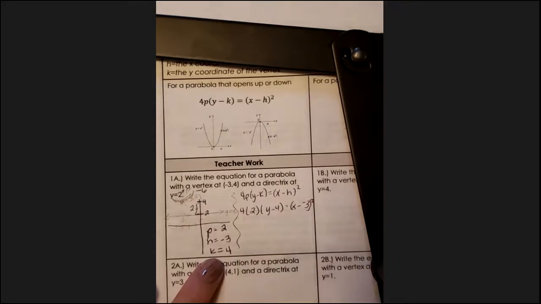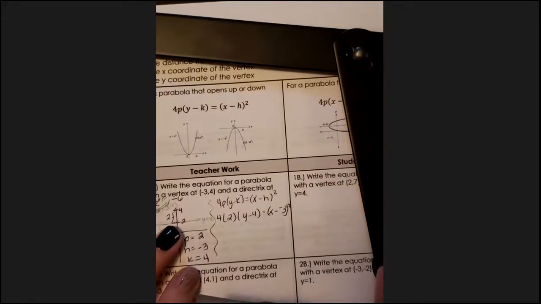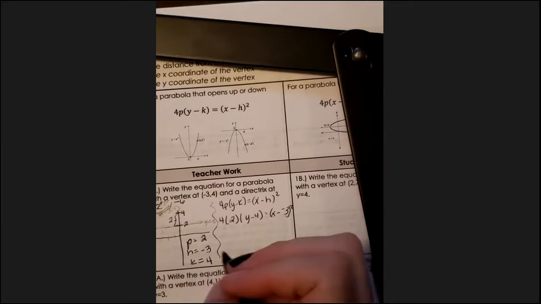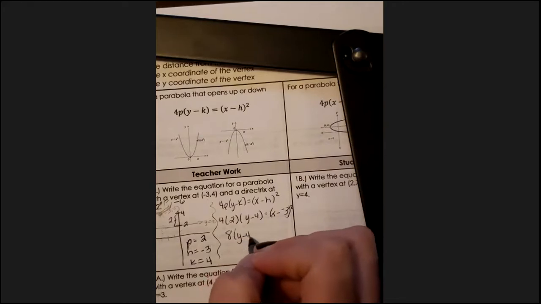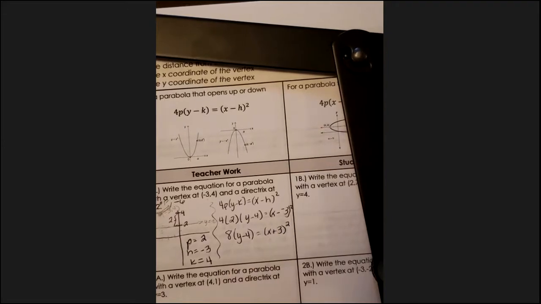Do not get rid of the minus sign just because you have a negative there, or vice versa. Don't get rid of the negative just because you have a minus. It's minus k or h, and if h is negative, then it's minus the negative. So now we just simplify. 4 times 2 is 8 times y minus 4 equals x plus 3 squared.